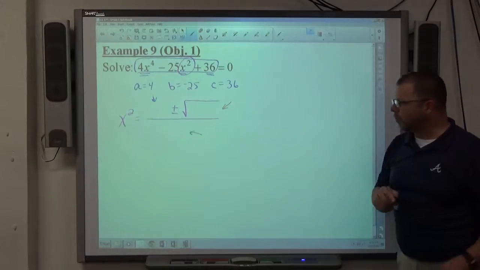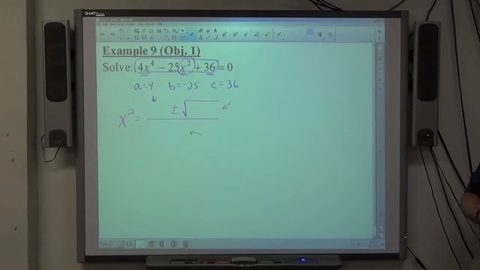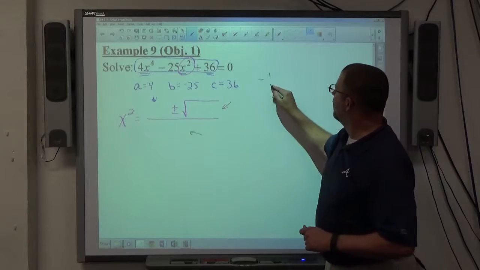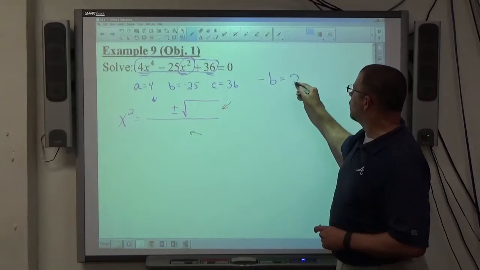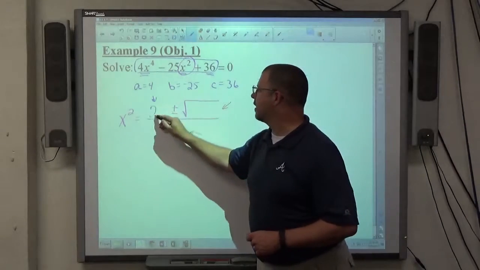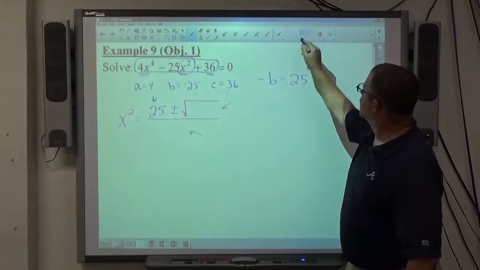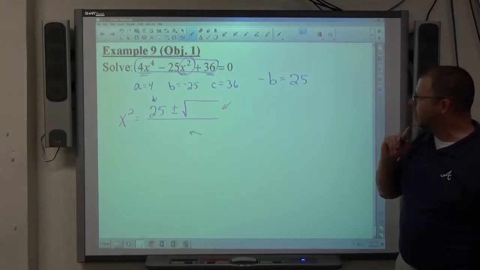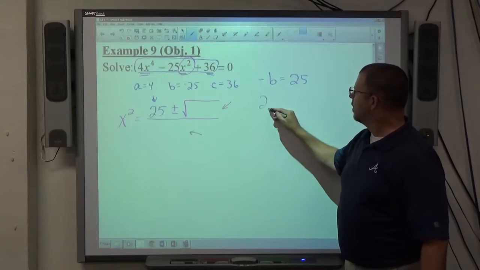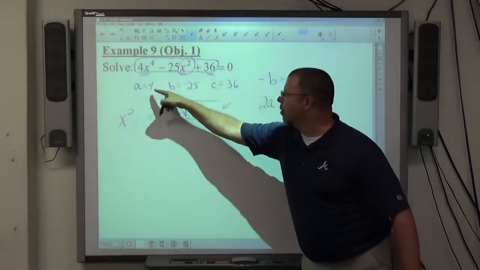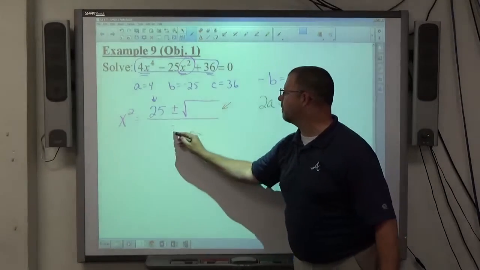So let's start with the blue. What goes where the blue is? Negative b, which is going to be positive 25 in this case, so 25 goes right there. Let's do green next. What do we do for the bottom? 2a. Bottom is 2a. 2 times 4 equals 8, so 8 goes in the bottom.